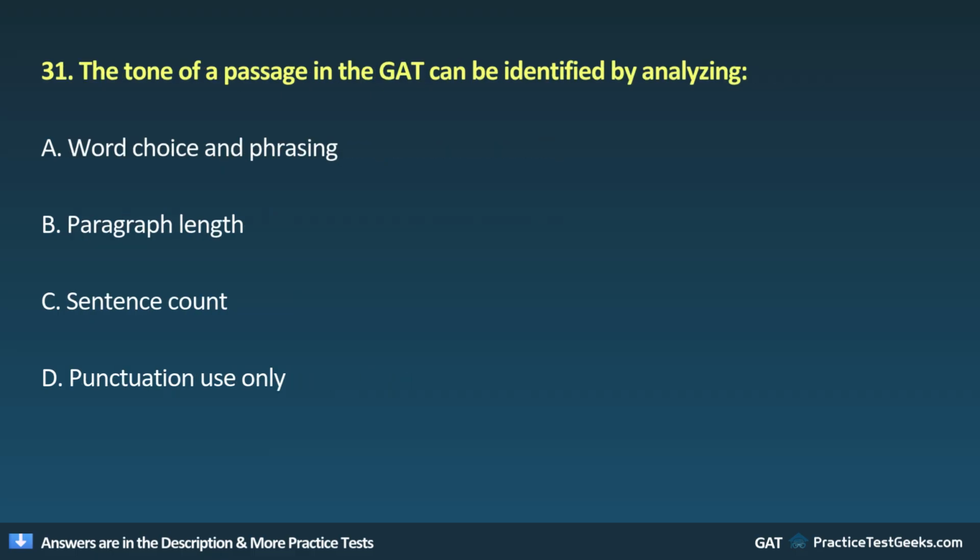31. The tone of a passage in the GAT can be identified by analyzing A, word choice and phrasing. B, paragraph length. C, sentence count. D, punctuation use only. 32.